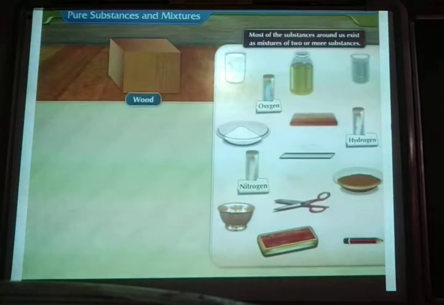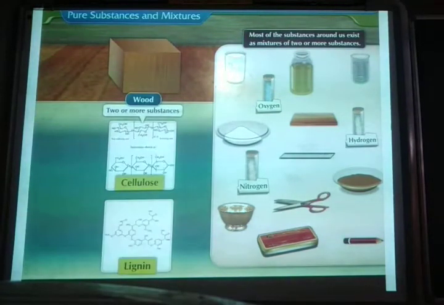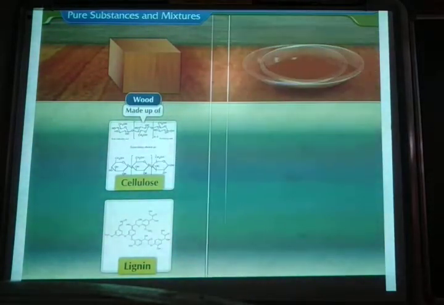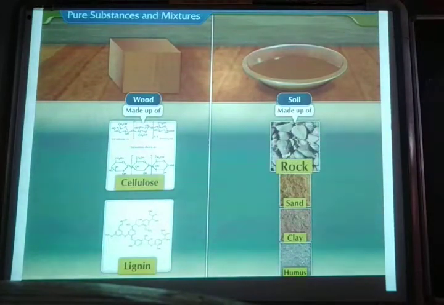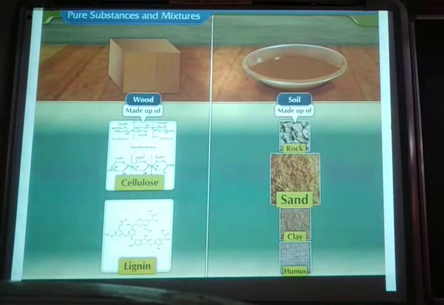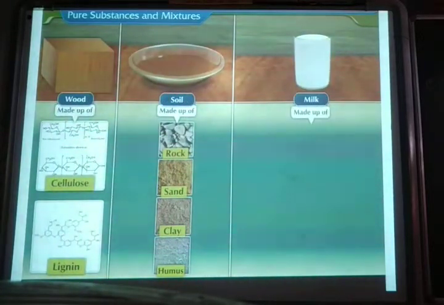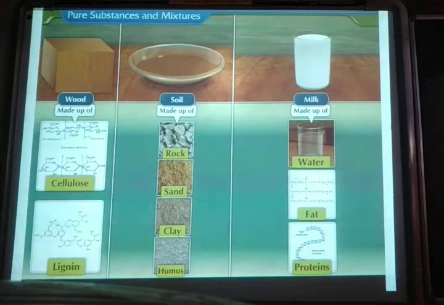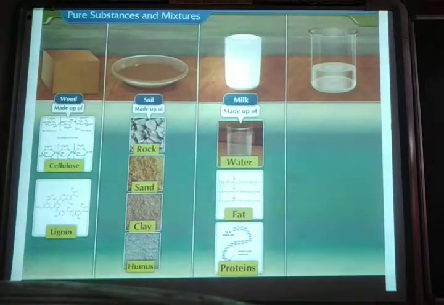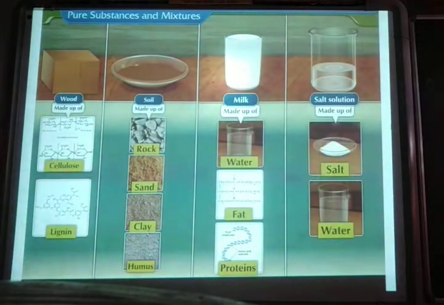Most of the substances around us exist as mixtures of two or more substances. Wood is made up of cellulose and lignin. Soil is made up of rock, sand, clay, humus, etc. Milk is made up of water, fat, proteins, etc. Salt solution is made up of salt and water.